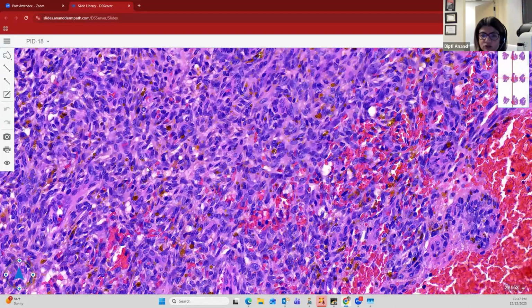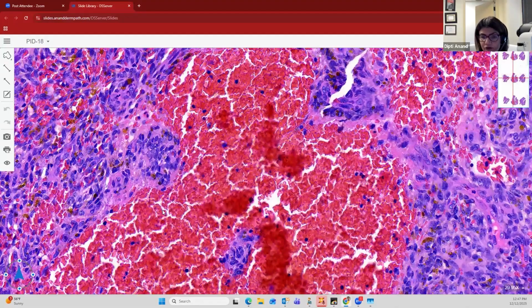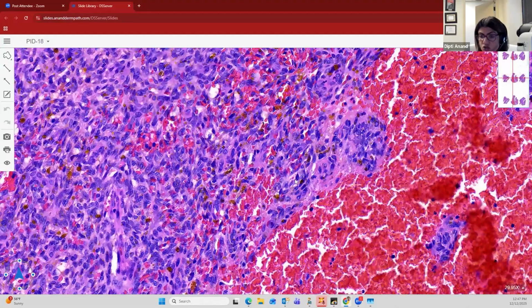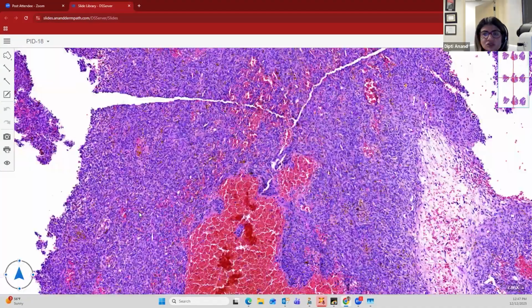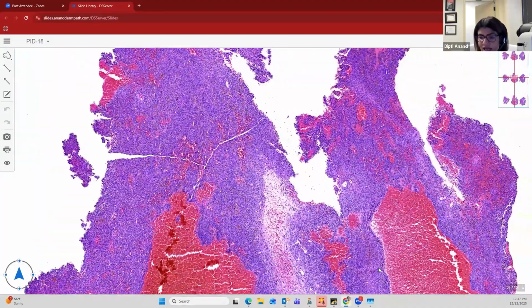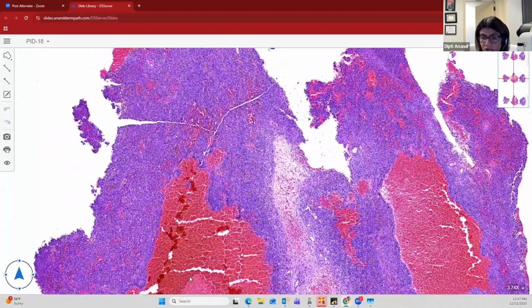You may even see some scattered mitosis, but it lacks the atypia. But the clue is the abundant hemorrhage and the hemosiderin. So you can see that there is lots of blood and there is lots of hemosiderin. So this is benign. This is aneurysmal fibrous histiocytoma.